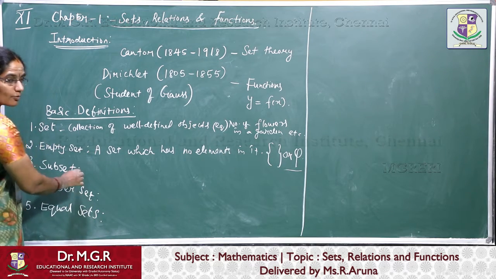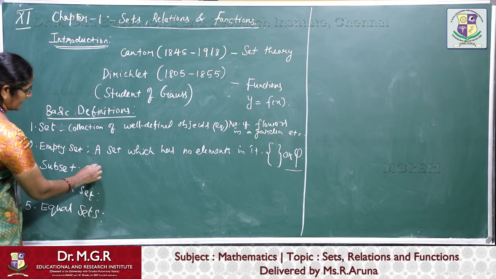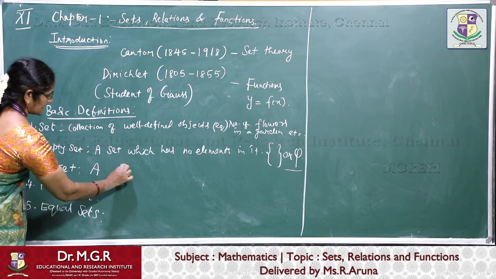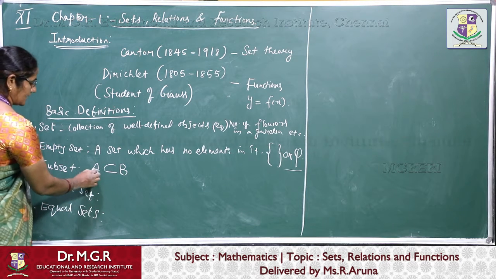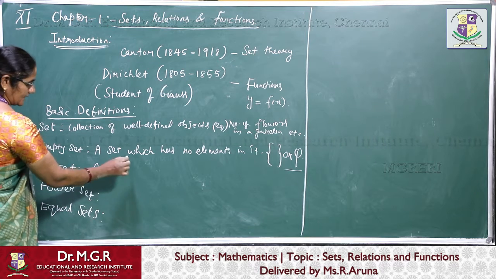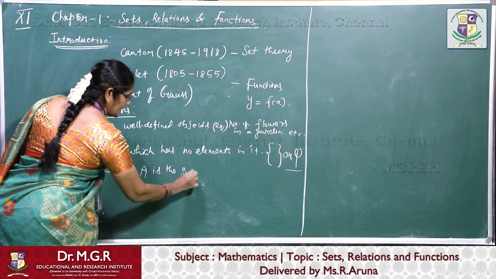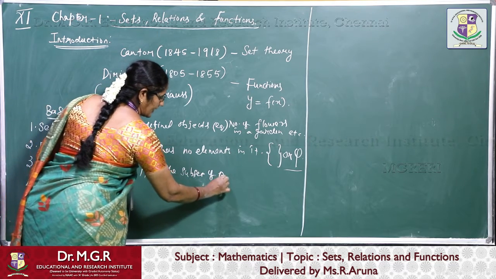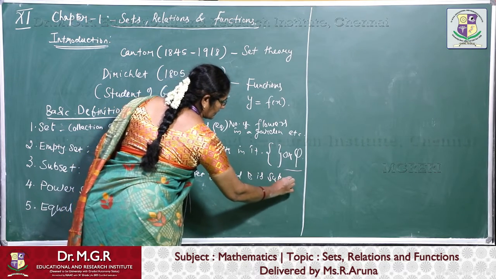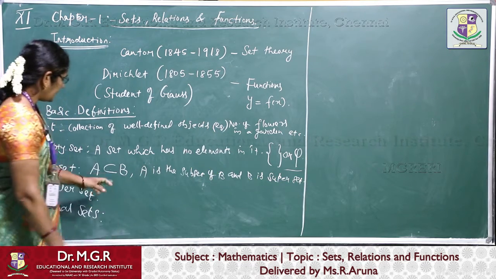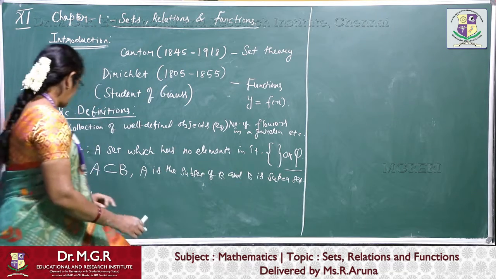Next, we shall see what is a subset. A subset needs two sets to define it. One is A, another is B. So the notation for the subset is this one. Here A is the subset of B, and B is called the superset, since it is the biggest set which contains A.